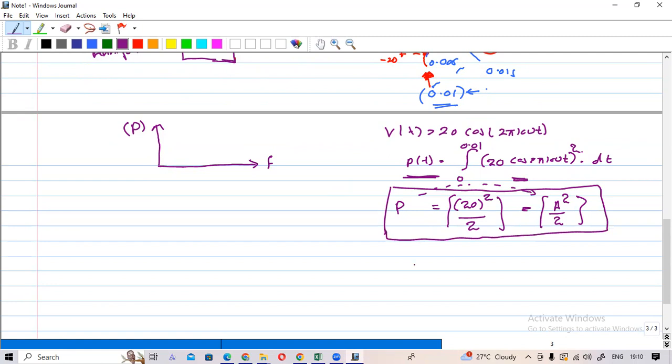Using this one, you can calculate the power. So if a sinusoidal signal is in this form, cos omega t plus phi, this A is the amplitude. So power is nothing but amplitude square divided by 2. This is the power of a signal.